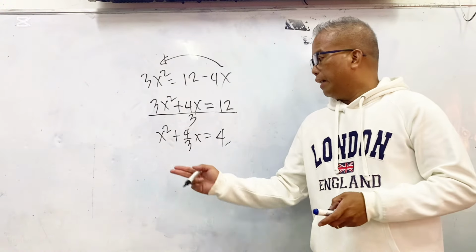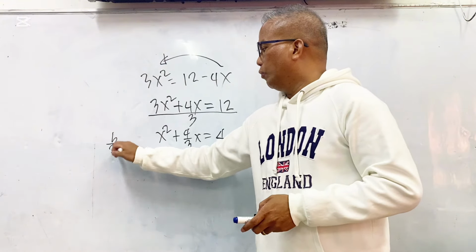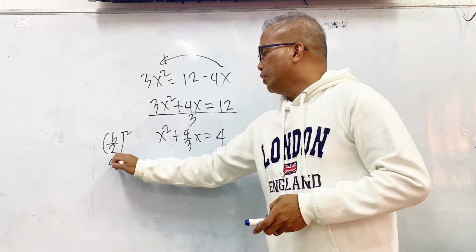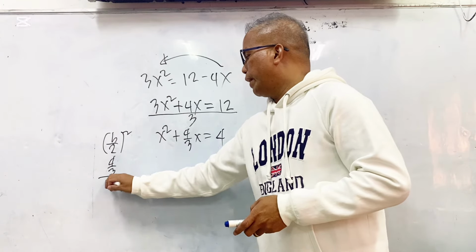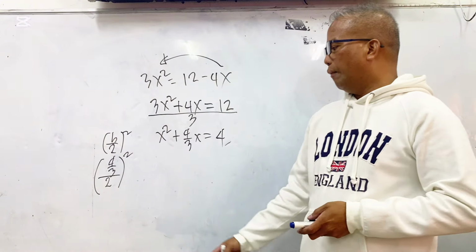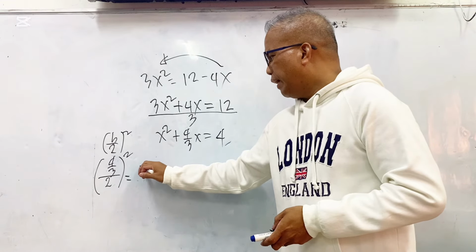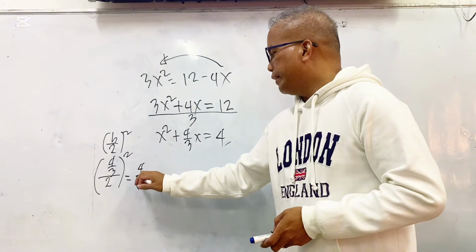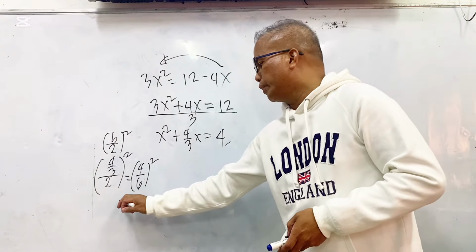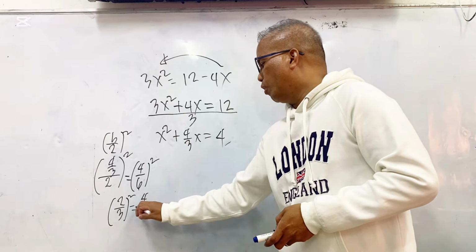Now, again, let's complete this. So, we are going to use the formula b over 2 to the power of 2. So, the value of b is 4 over 3. So, 4 over 3 divided by 2, raised to 2. So, we have now 4 over 3 divided by 2 is equal to 4 over 6, then raised to 2. So the lowest term of 4 over 6 is 2 over 3. So 2 over 3 raised to 2. So the answer is 4 over 9.